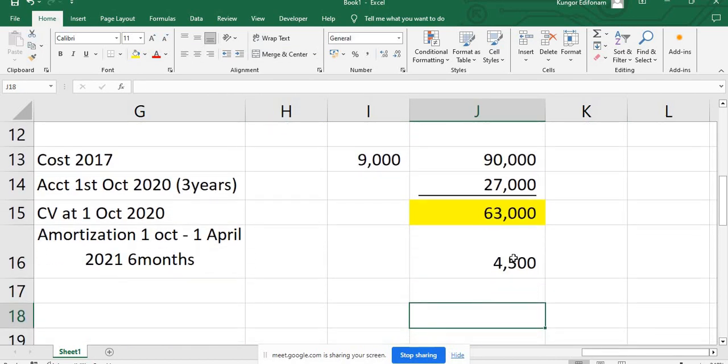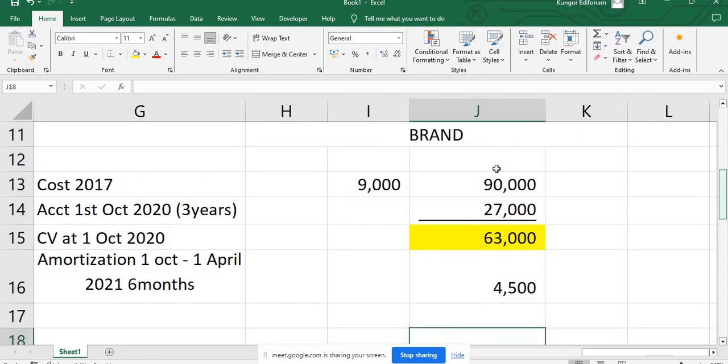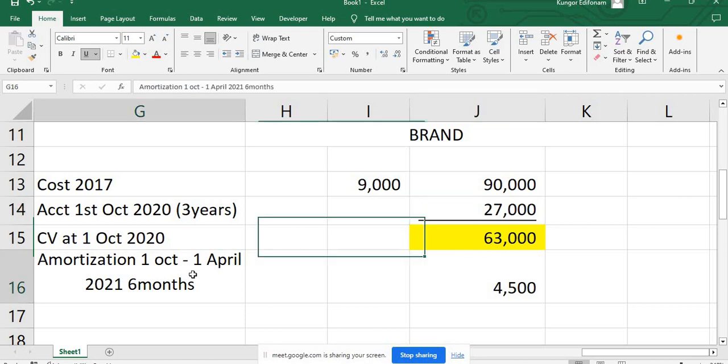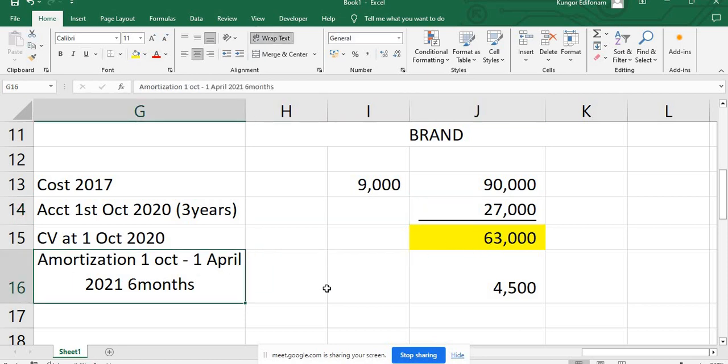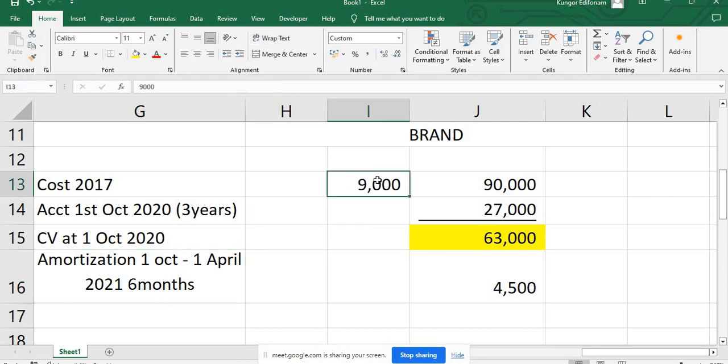So it's for 10 years. The brand is for 10 years, which means every year is 9,000. And then the first 3 years will be 27,000. So the first 6 months when we started the year will be half of this, which is what?